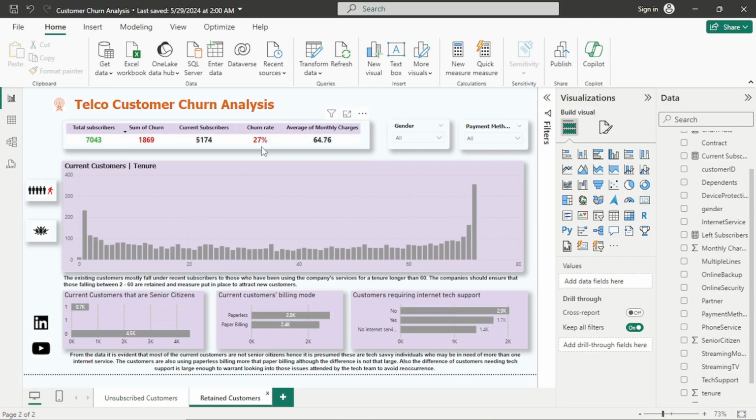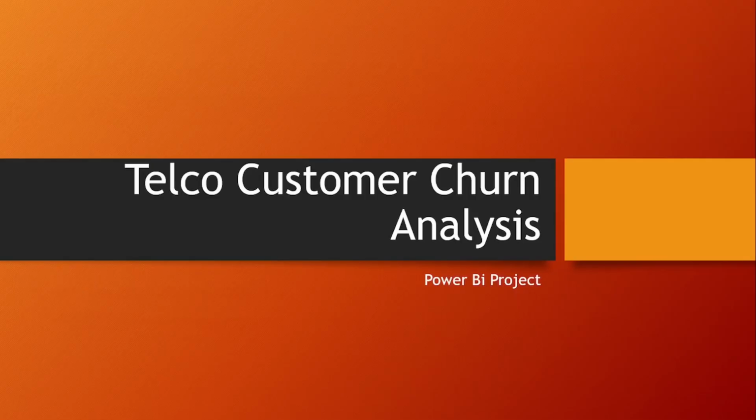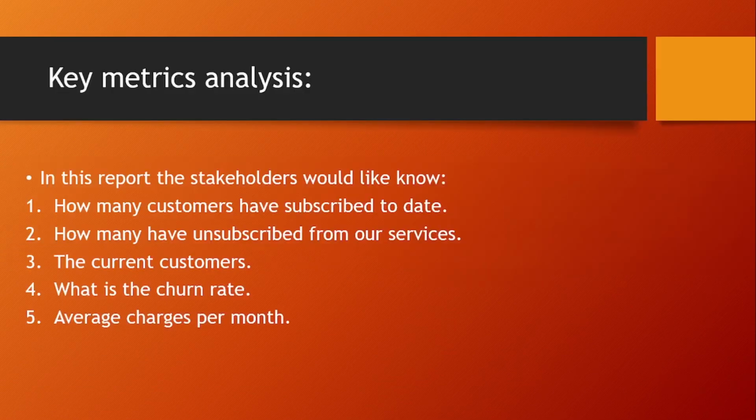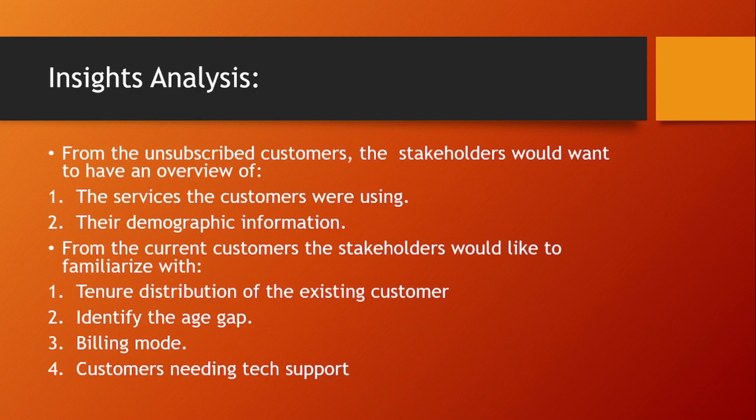First things first, we are going to look at the requirements of the stakeholders, and I'll put up the PowerPoint presentation. So this is the Telco customer churn analysis. It is a Power BI project. The key metrics in this report: the stakeholders would like to know how many customers have subscribed to date, how many have unsubscribed from the services, the current customers, what is the churn rate, and the average charges per month. There are also some insights that the stakeholders are looking for.